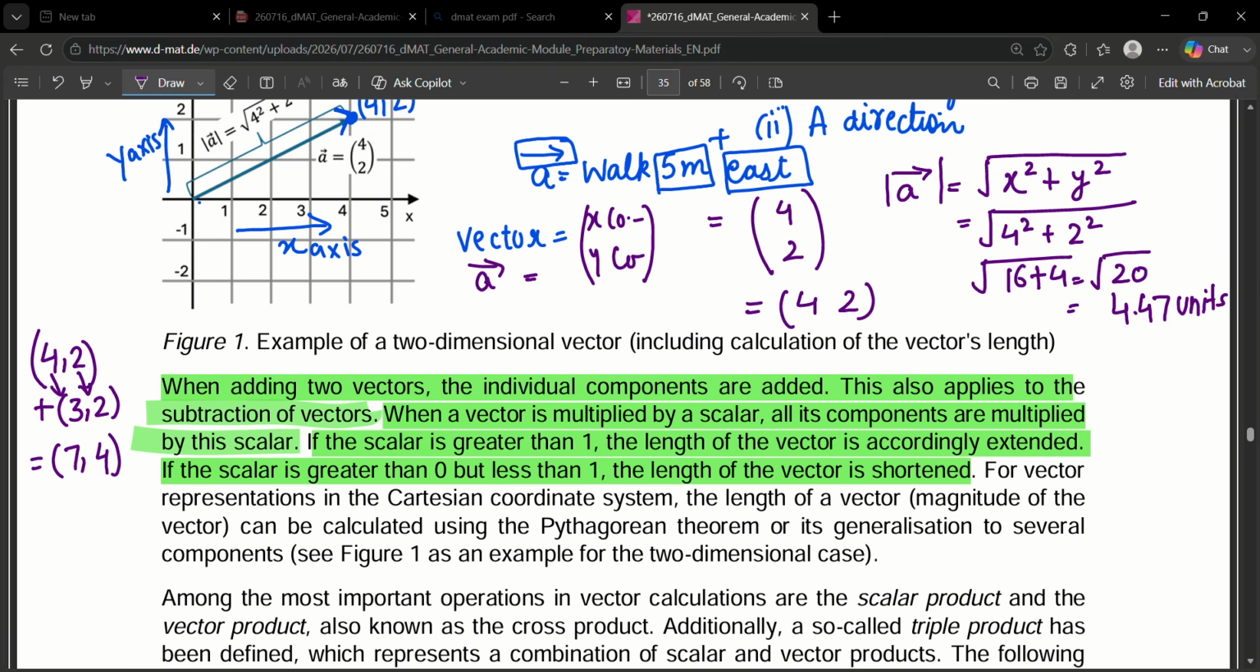And the same rule would be followed with minus. 4, 2 minus 3, 2 would be equal to 1, 0. And scalar. Scalar means a number. How will you multiply by a number like 2 with 4, 2? That would be multiplied like this, 8, 4.